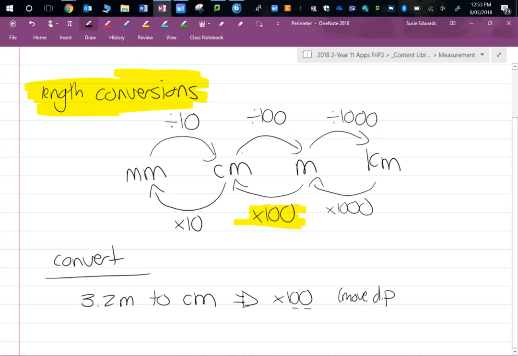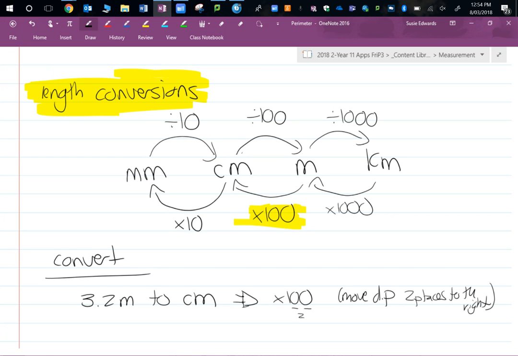If you count how many zeros there are there, that's how many places you're going to move it. So how many places are there? 2. So move the decimal place 2 places to the right. The other way you can think about it is you go, okay, I've got 3 meters. There's 100 centimeters. So therefore I'm going to have 300 centimeters in there. And so you can then go 300 and then the 20 as well.